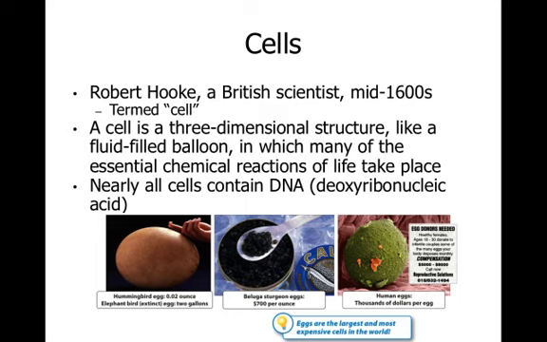The term cell came from a guy named Robert Hooke, who was a British scientist in the mid-1600s. He was looking at cork through a microscope, and he noticed that these little individual things looked like small rooms. He termed that cellulae, which meant small rooms in Latin. So that's where we got the term cell from, because it looks like a small room.